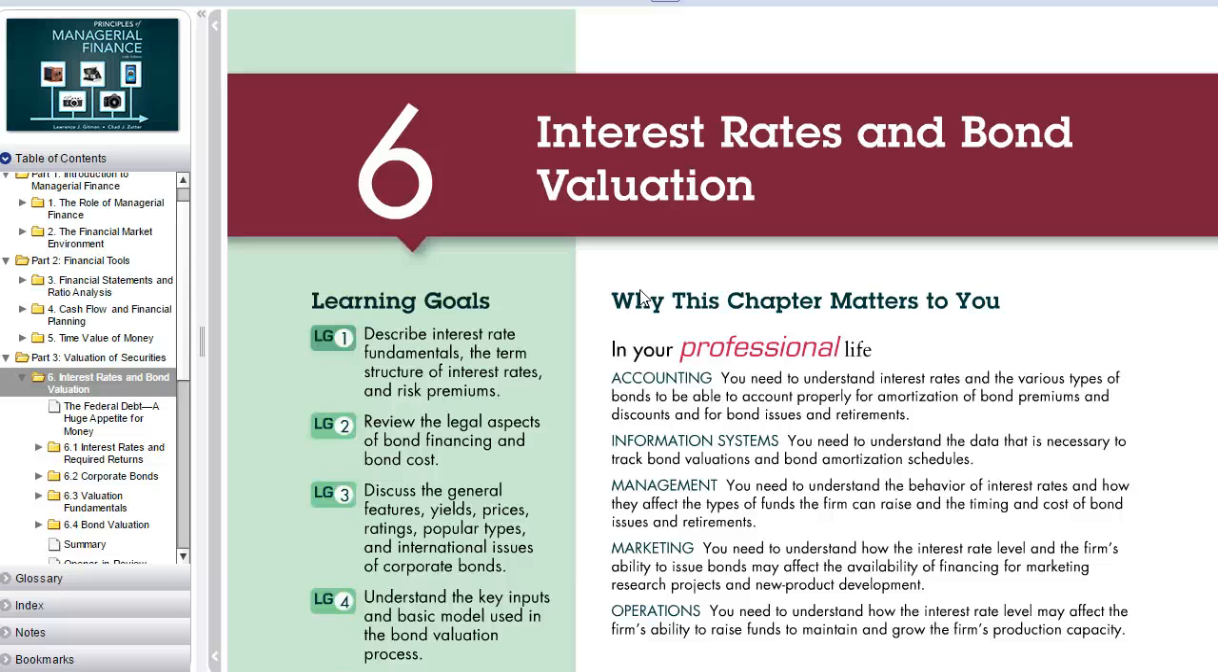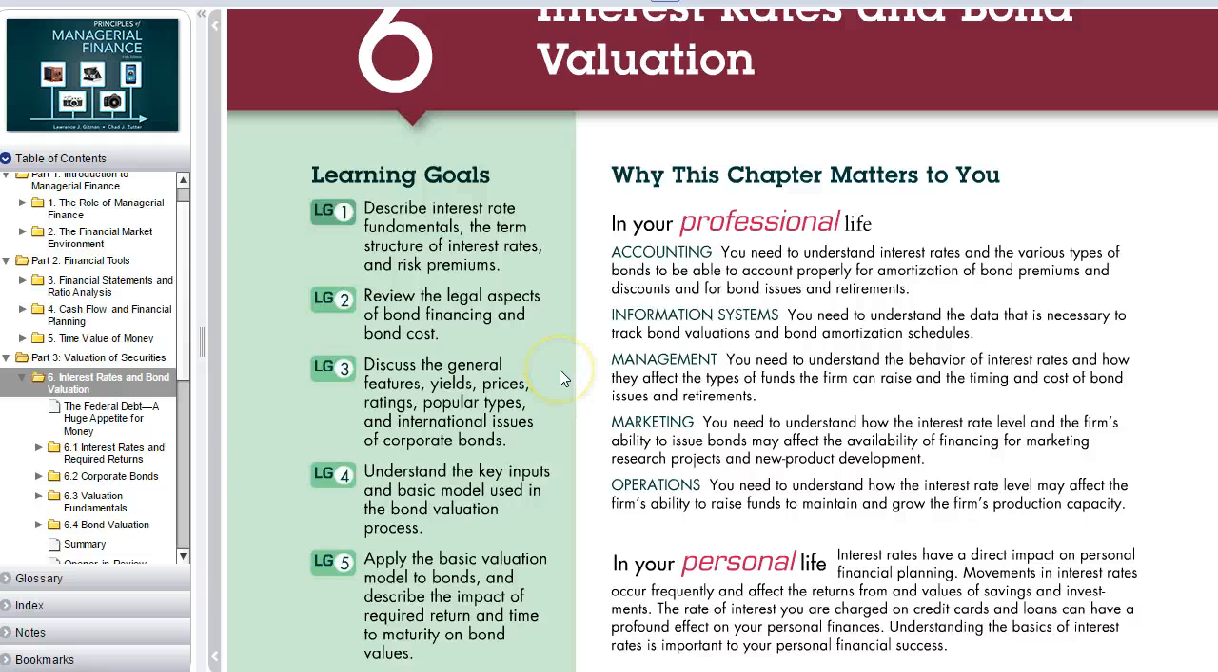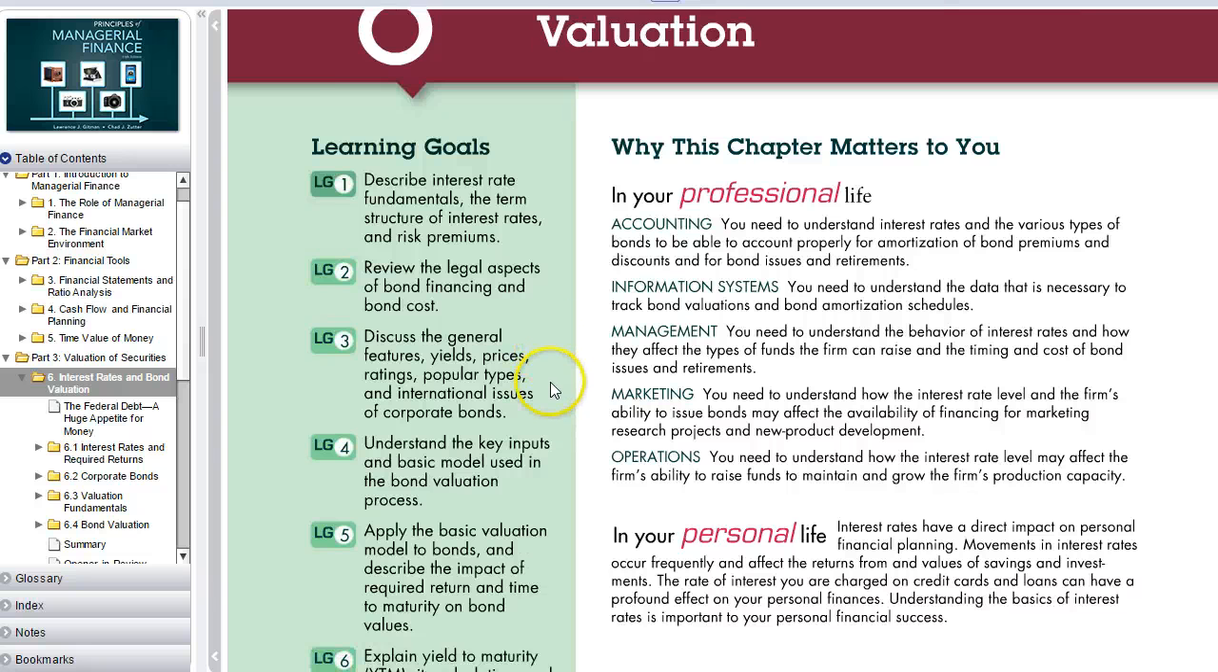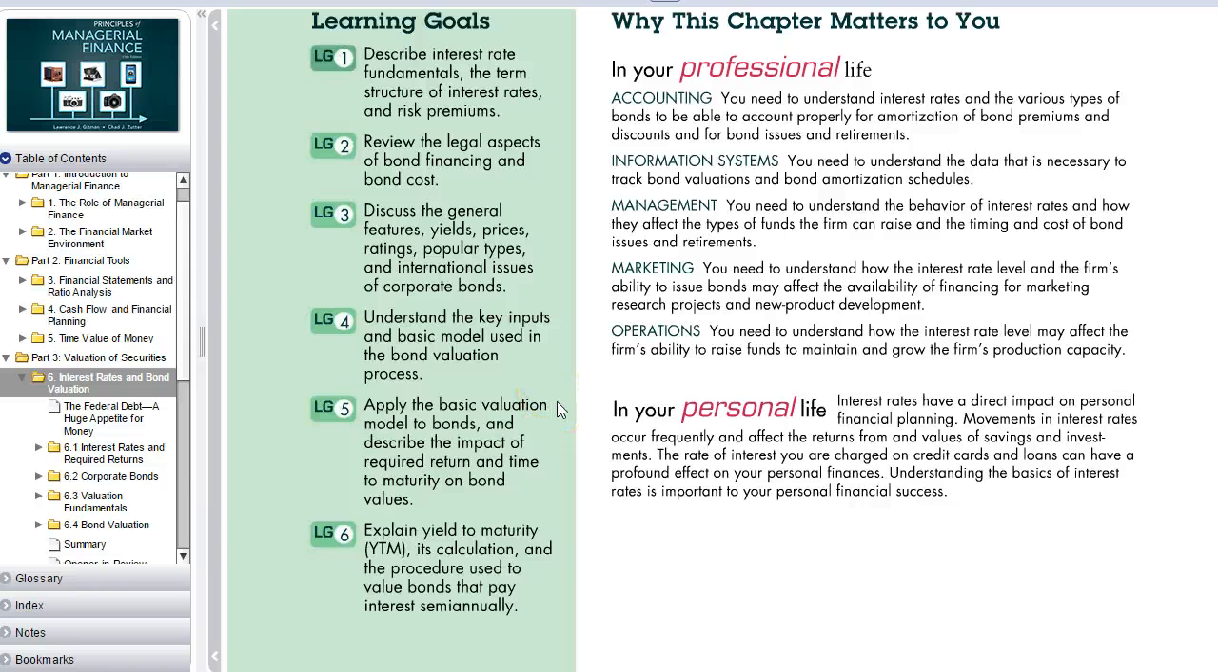So we want to look at the role of interest rates in overall planning and overall calculation of return. So we have to understand the basic structure of interest rates and the risk premiums, look at the legal aspects of bonds and financing through bond debt, discuss things as yields on bonds, prices on bonds, ratings of bonds, popular types of bonds, specifically corporate bonds, looking at the bond valuation process, and talking about the impact of bonds and the maturities and the change of interest rates and how they affect bonds in this chapter.